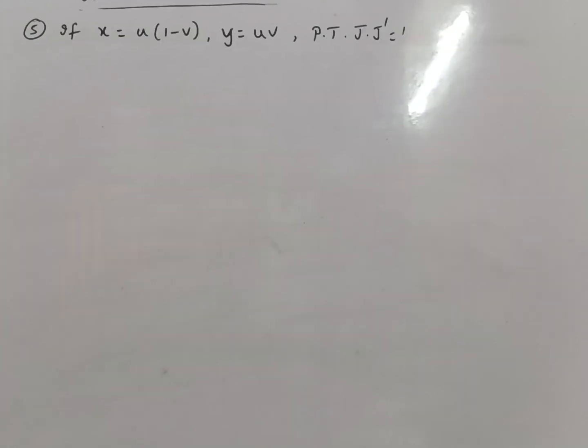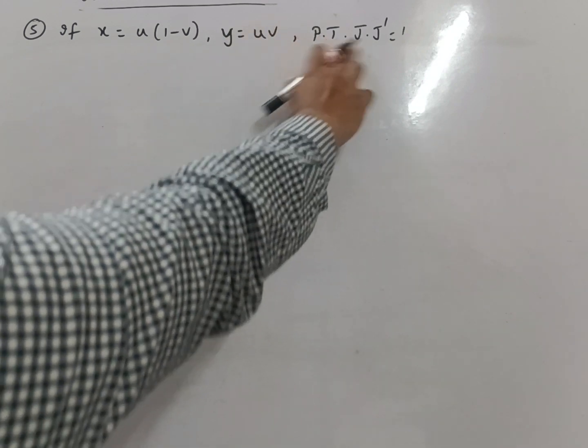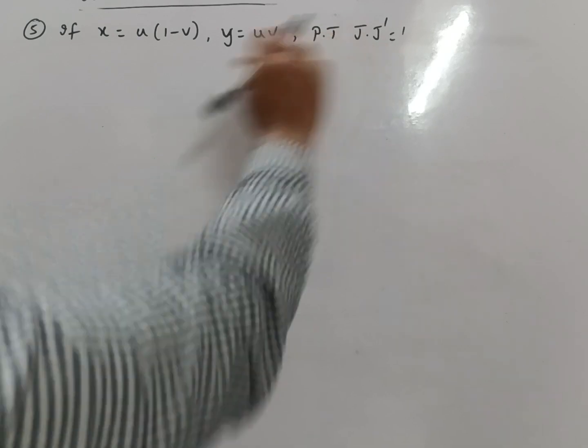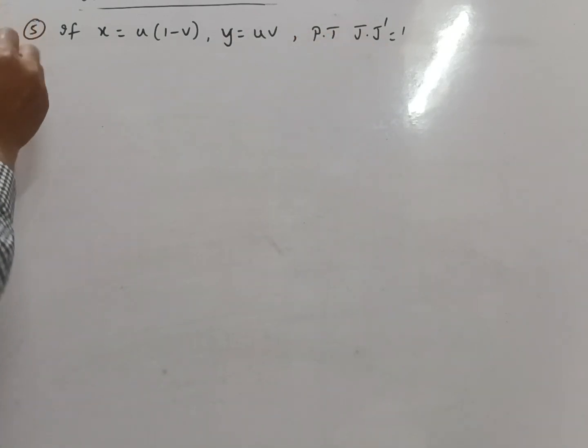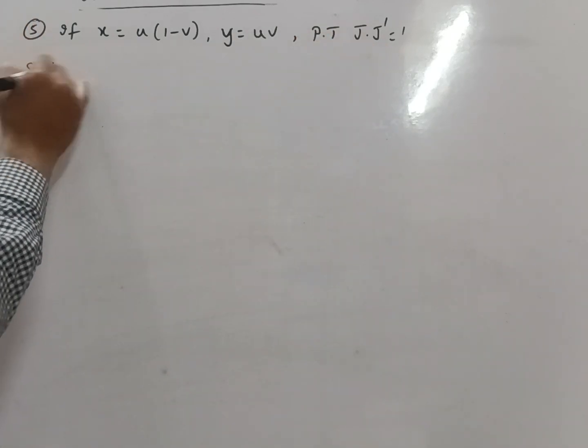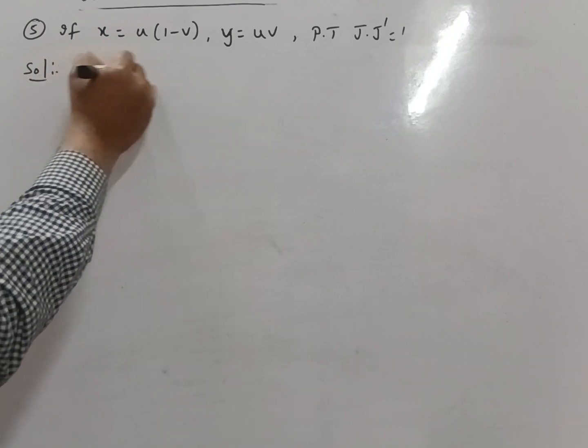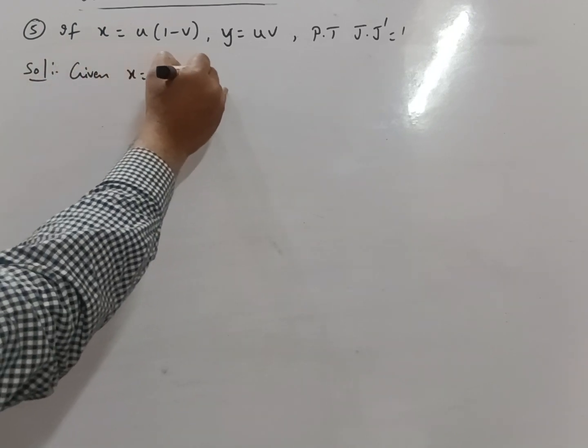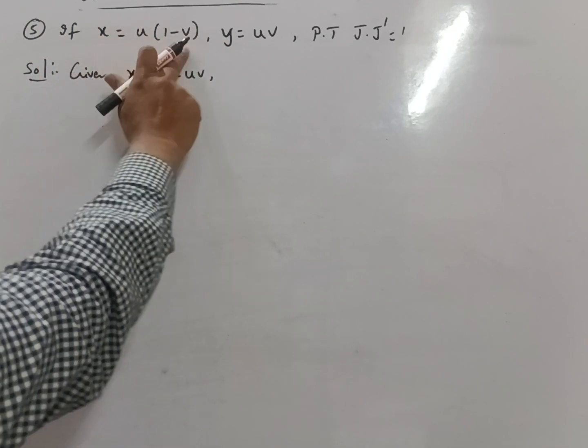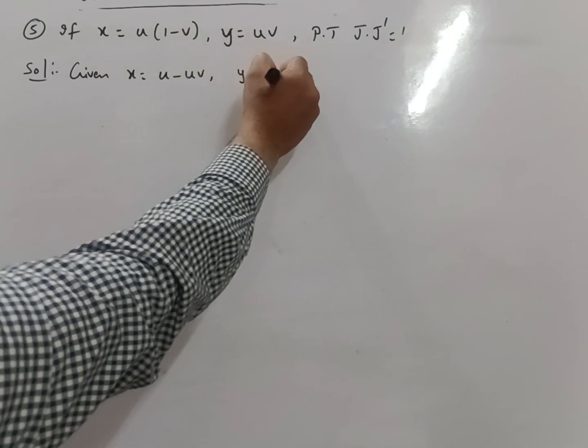Okay. Next, if x is equal to u into (1 minus v), y is equal to uv, prove that J into J dash is equal to 1. How to solve here? See here, given x is equal to u minus uv, multiplying this u, and y is equal to uv.